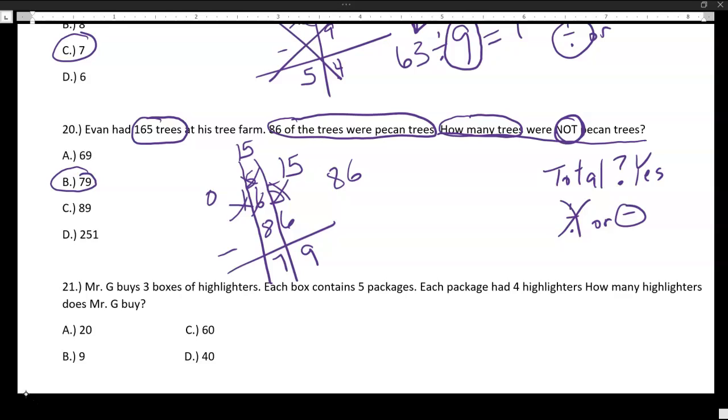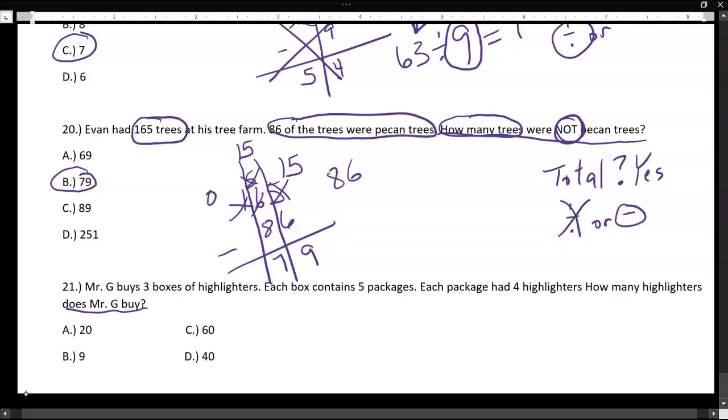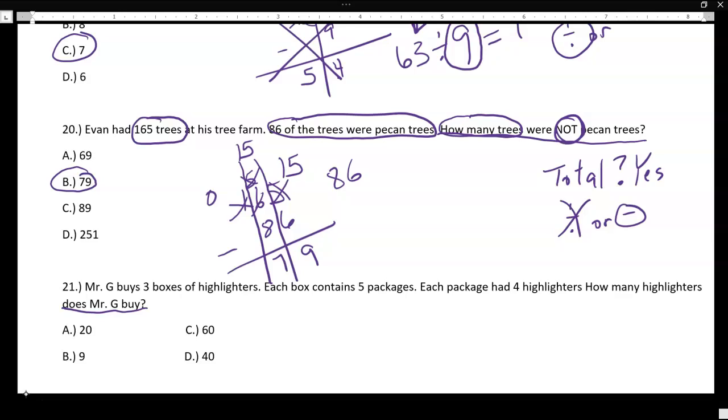Somebody read 21. How many highlighters does Mr. G buy? Okay, so clue in, underline the question. Find your question mark, go backwards so you come to a capital letter or a period. Okay, circle important information in the question.